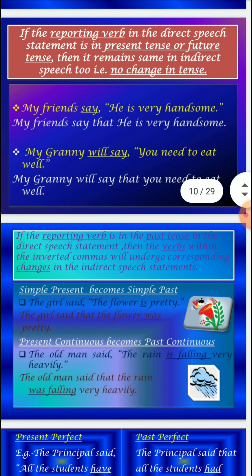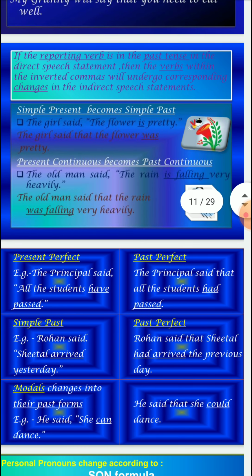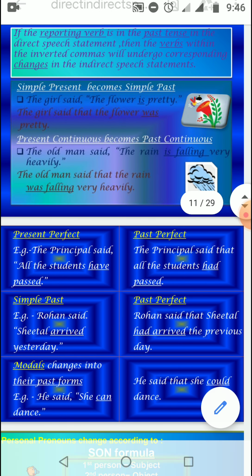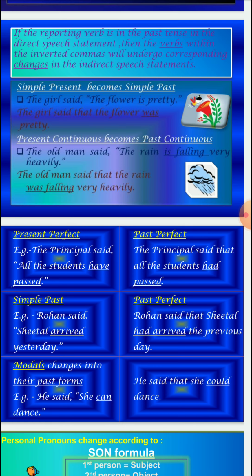Now another important thing, the changes are to change the tense always and always to the past tense, as I told you. So what are the changes you're going to remember? That simple present becomes simple past. Simple present will always change to simple past. That is, the first form of the verb will change to the second form of the verb. If it is go, it will become went. If it is drink, it will become drank. If it is catch, it will become caught, and so on.